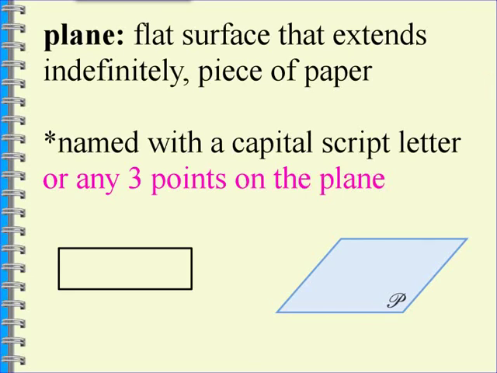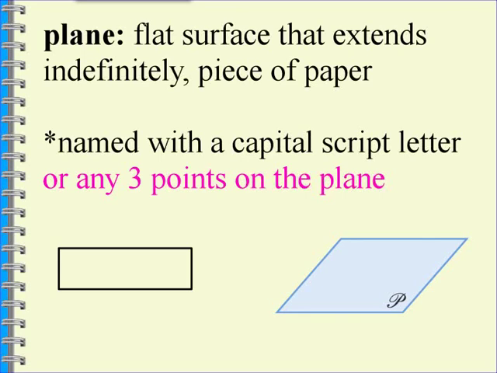Now, it's kind of hard to define a plane. So the best thing that I like to think about a plane is as being a piece of paper that keeps on going forever. So imagine you had a piece of paper, it keeps on going forever and ever. And that's what I like to think about a plane as being. Now notice, we name a plane with a capital script letter. That is how your book is starting out doing this.